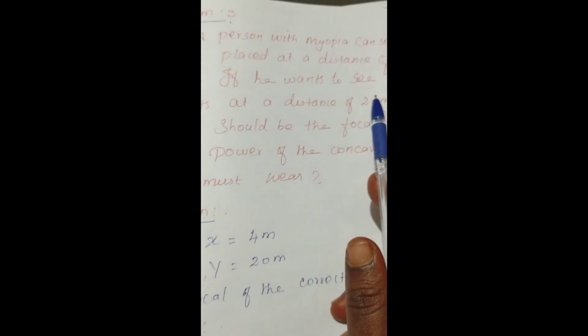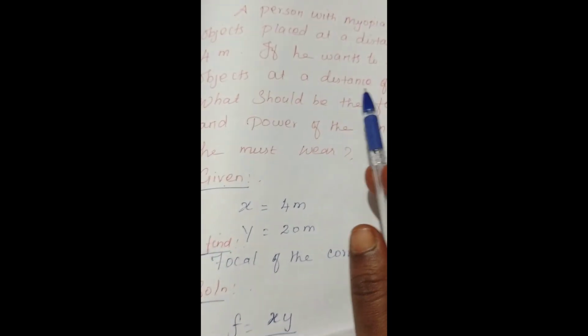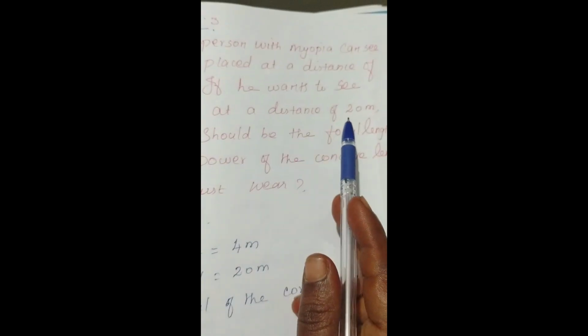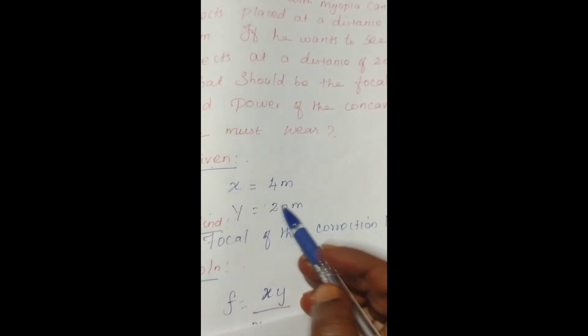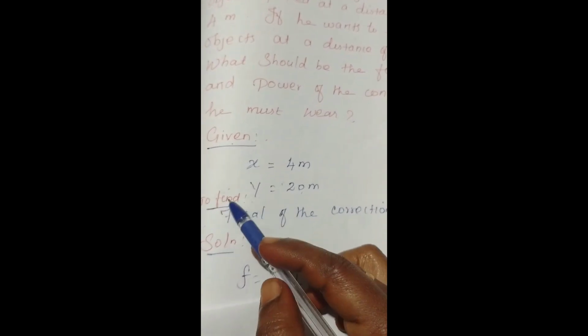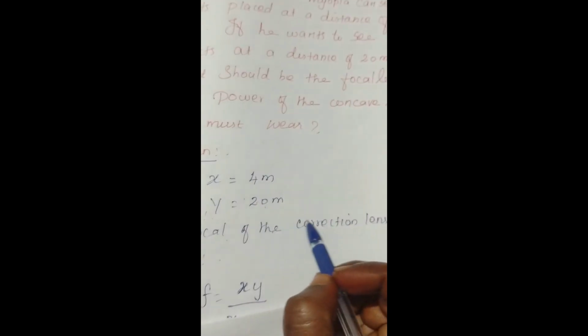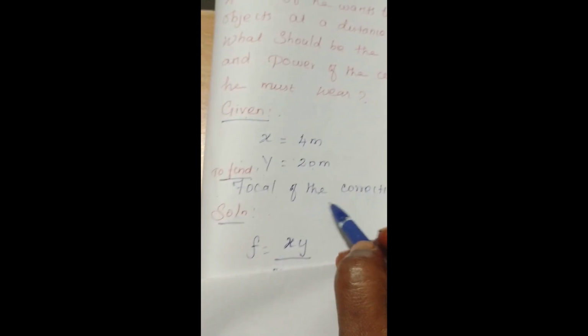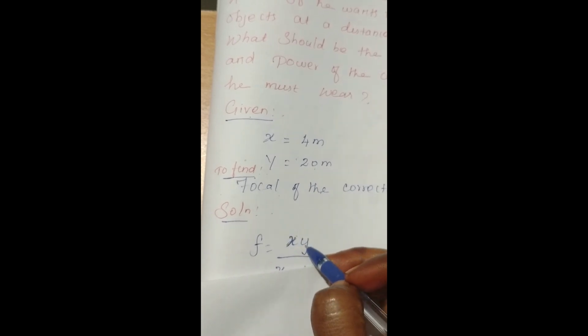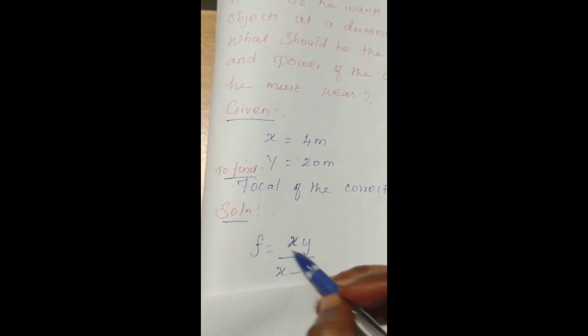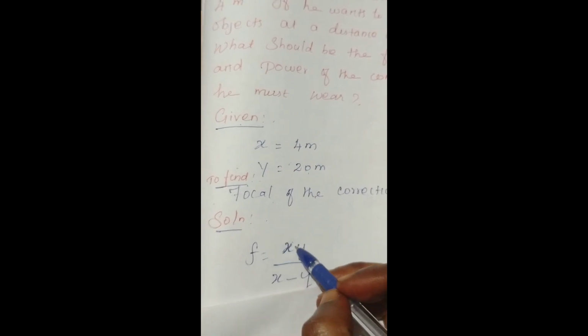But he wants to see objects at a distance of 20 meters. So the y value is also given, 20 meter. So we have to find the focal length of the correction lens. What's the formula? F is equal to xy by x minus y.